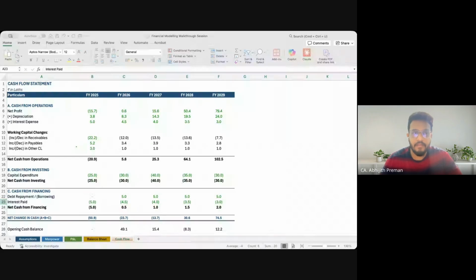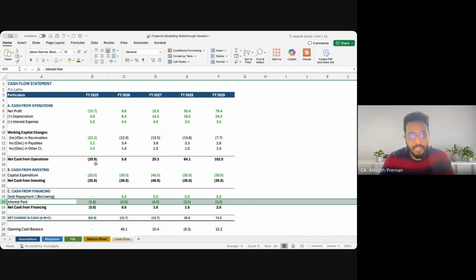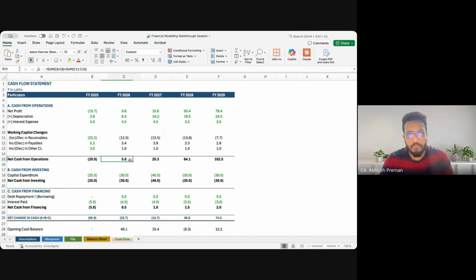Okay. Then increase or decrease in payables. The same logic we are applying it ulta. Nothing but we have assumed that 63 lakhs is the COGS, but of which 5.2 lakhs we haven't paid to the people. So that's outstanding, so that we have considered there. Then other current liabilities again. These are again another amount which we need to pay to people, so that also we are adding back. So the net cash flow from operation comes to minus 20.9, 5.8. It comes like this.